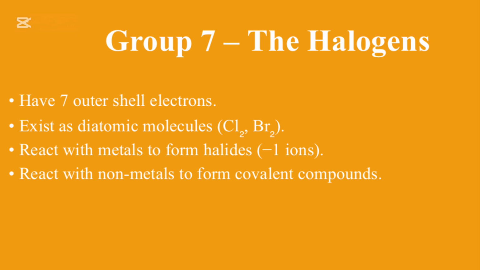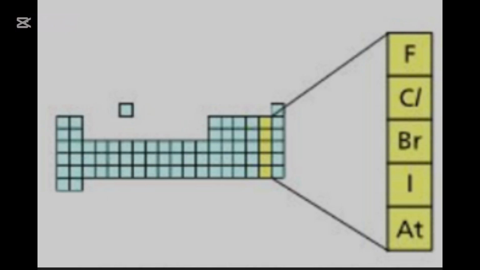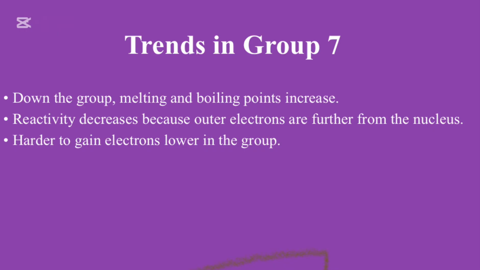And here is the periodic table showing the group 7 elements. Now you can see we have fluorine, chlorine, bromine, iodine, and astatine. Those are the group 7 elements. Now let's talk about the trends in group 7 elements. As you move down the group, the melting and boiling points increase and reactivity decreases because outer electrons are further from the nucleus, and it is harder to gain electrons lower in the group. It simply means that as you move down the group, the rate at which they react decreases.